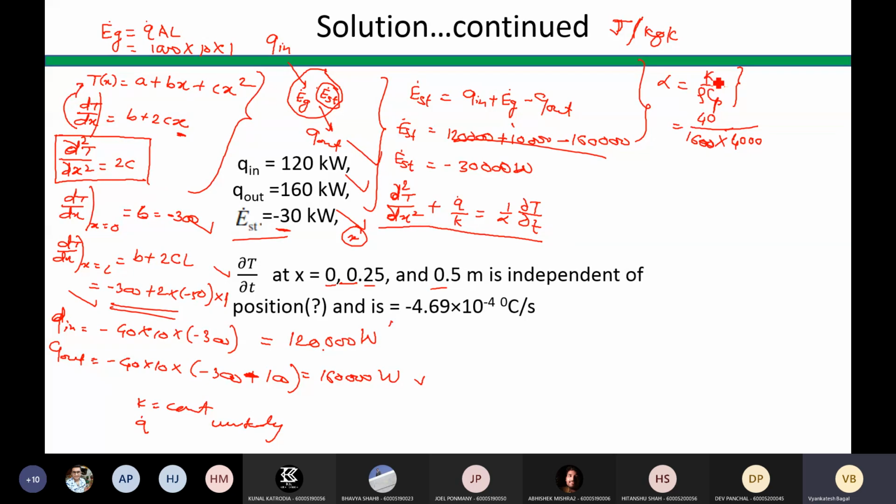Otherwise, you should use this in kilowatt per meter K. But generally, we do not use kilowatt per meter K unit for the thermal conductivity. So, the good thing is to use this Cp value in joule per kg K, even though it is given in kilojoule per kg K. Does it make sense?